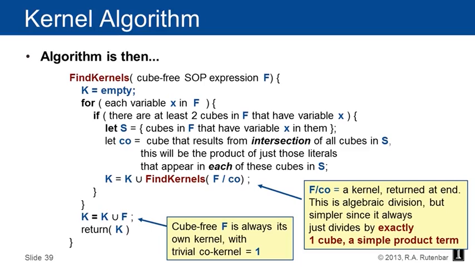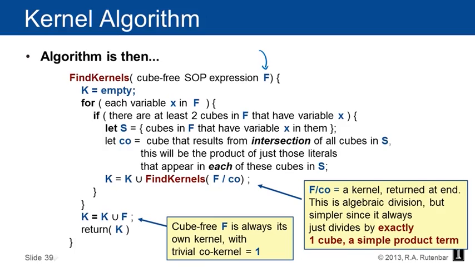So here's the algorithm. And just as previously, I'm going to walk through the pseudocode of this algorithm, but then I am also going to show you a little diagrammatic form of how the algorithm works, which I hope will clear things up. So find kernels is our algorithm, and it's recursive. So you start with a cube-free expression for f, and the first thing you say is, all right, look, I don't know anything, so the set k of kernels is empty. And then for every variable in x, I say, are there at least two cubes in f that have that variable? If so, then that's a potential co-kernel.